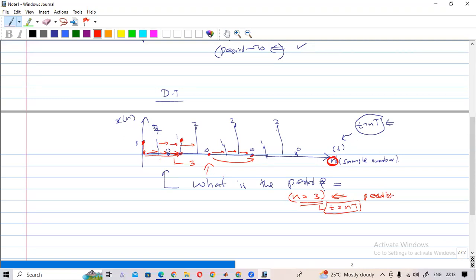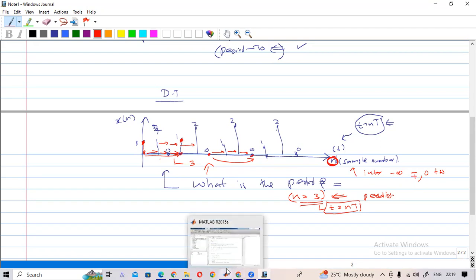For any signal, the sample number is an integer. Sample number is an integer that can go from minus infinity to plus infinity, but it should be an integer, minus or plus, including 0. So your period should be an integer value.